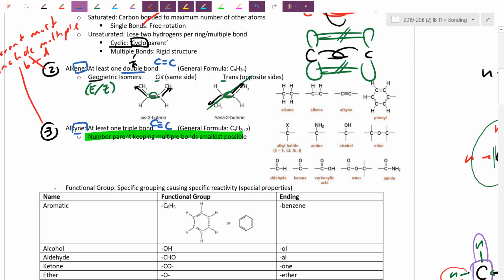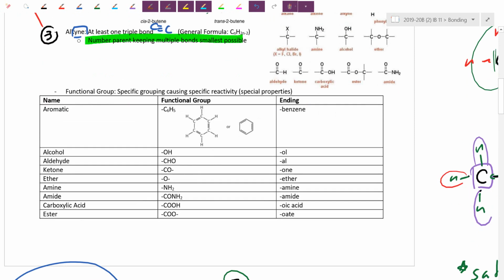Usually Z is going to be cis, and they use a really corny acronym. They say Z or cis is on the same side. Just try to do that for yourself here. Cis is where we're along the same side of the double bond.